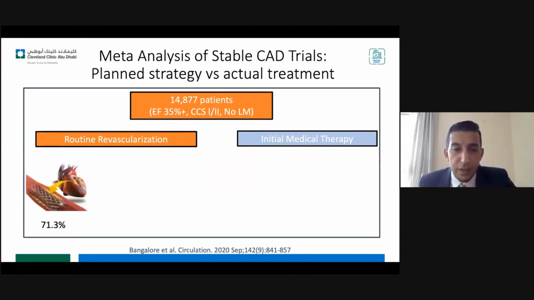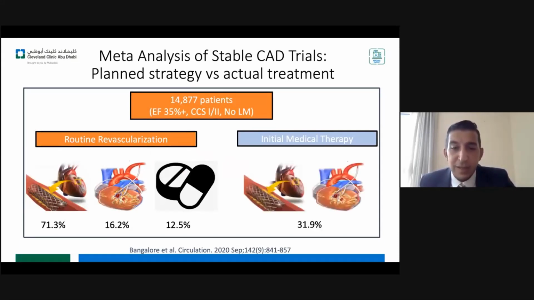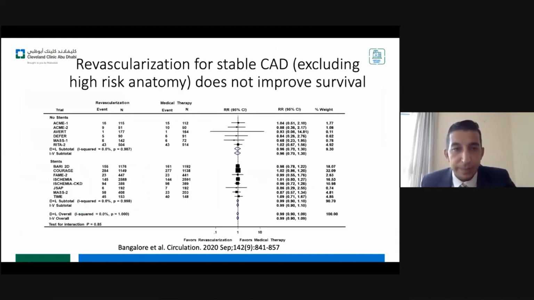And in the routine revascularization arms, about 71% got PCI, 16% got CABG, and about 12 to 13% got medical therapy. So 87% received revascularization. In the initial medical therapy arm, still about a third of patients got revascularization for ongoing symptoms or whatever other indication happened later during the follow-up. So it wasn't a definitive one or the other in these trials, but it's a strategy to approaching the patients.